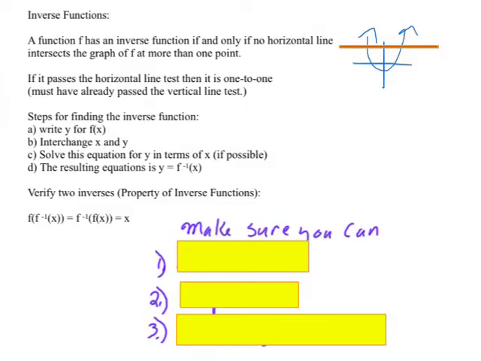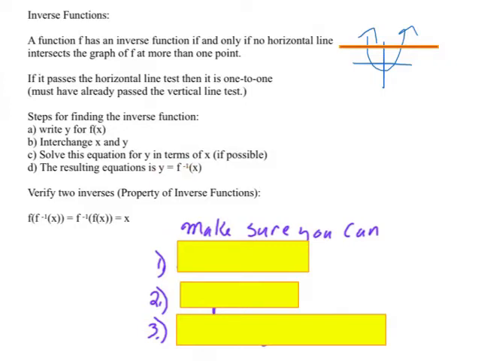Alright, so let's go ahead and walk through the steps of what we need to do to find the inverse of a function. First of all, you want to write y for f of x. Then you want to interchange your x's and your y's. Thirdly, you want to solve the equation for y, if possible. And lastly, you want to replace the y with f inverse.